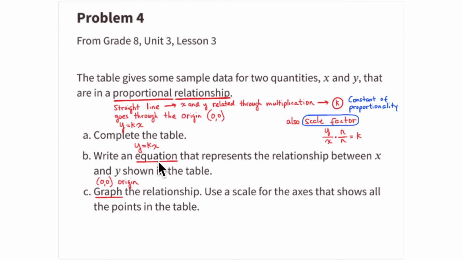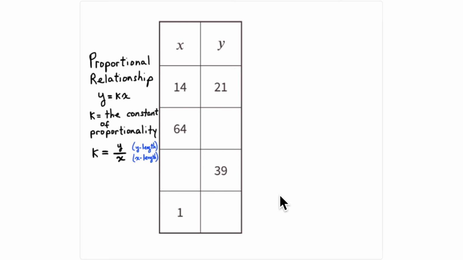So it says complete the table. There's an equation, y equals kx. Complete the graph. You know it goes through 0, 0, which is the origin. So a lot to think about. Just go through it systematically. Don't worry about it too much, just step by step. So for the proportional relationship, here's the equation, and k is the constant of proportionality. That is y over x.